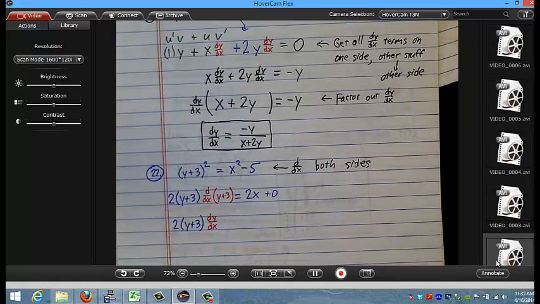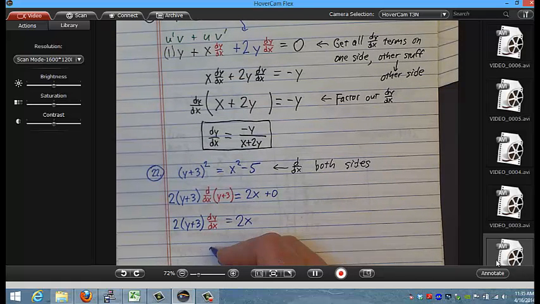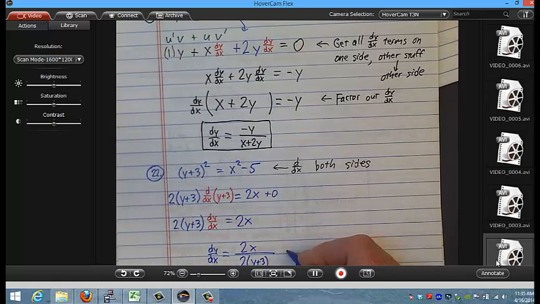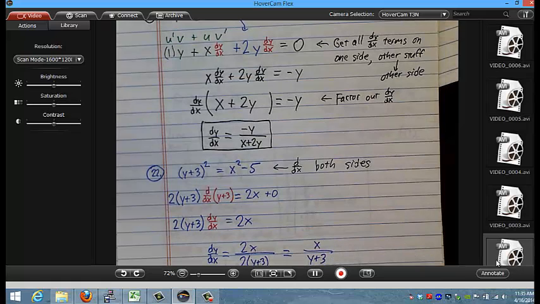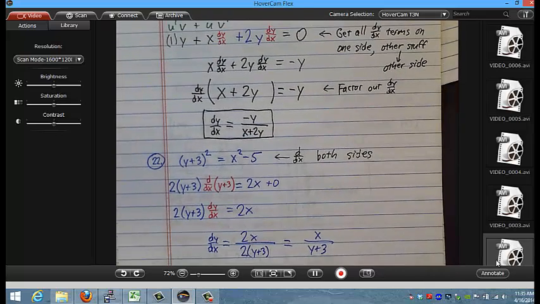Okay, so all this equals 2x. And so now dy dx, what would it be? 2 times y plus 3, and you could simplify that, and it would be just x over y plus 3. The 2's cancel because everything's being multiplied. Does that help? Yeah. Okay.